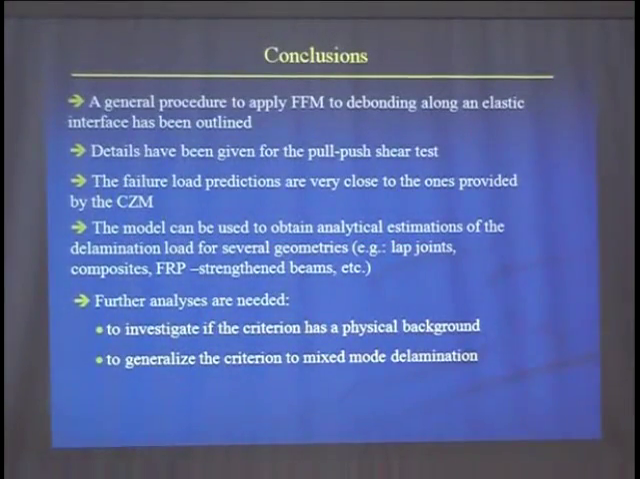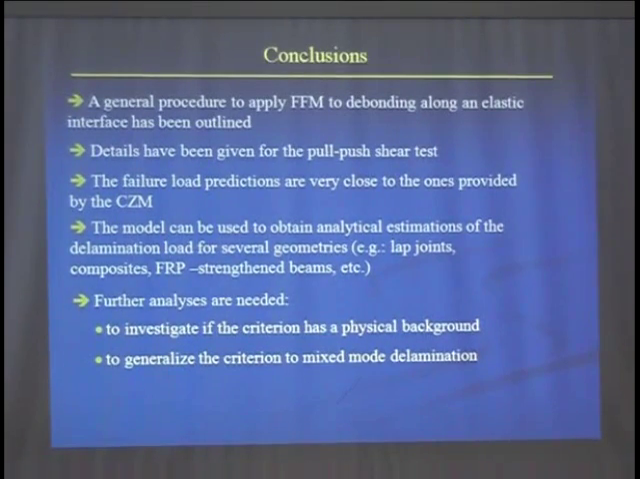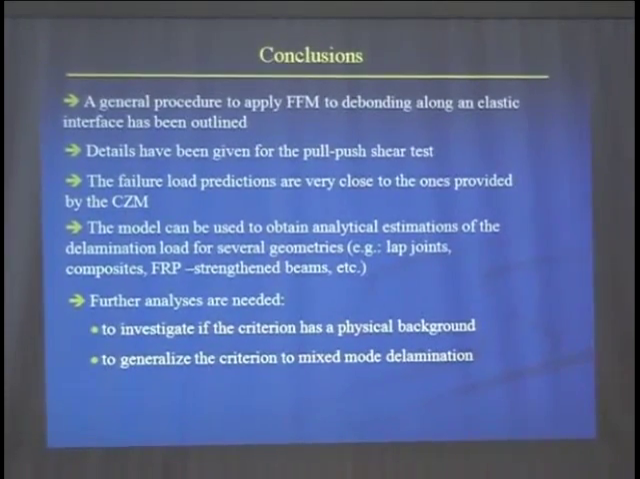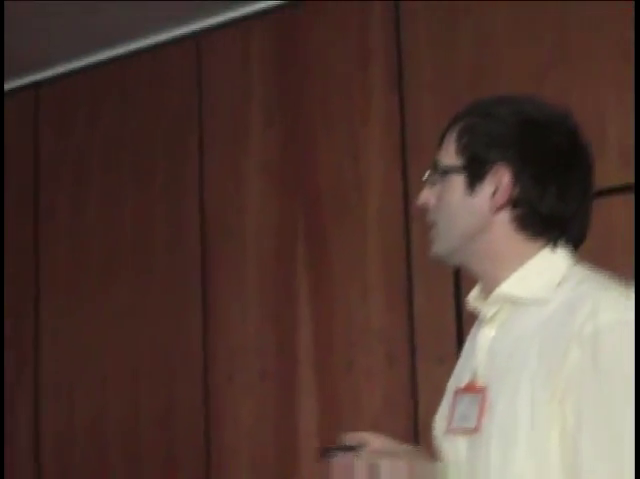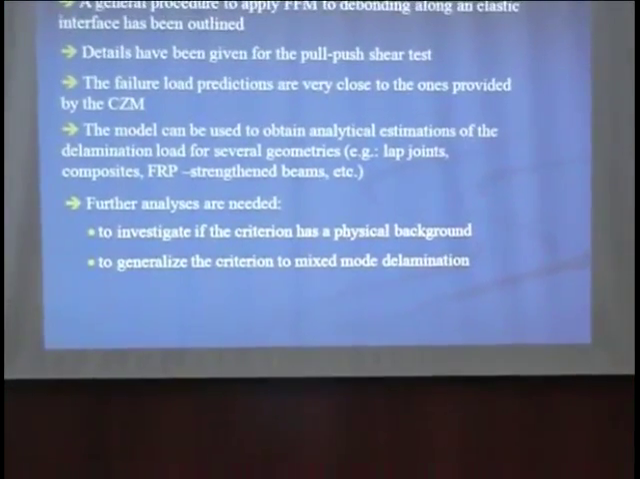So here are some conclusions. I just want to say that the model can be used to obtain analytical estimation of the delamination load for cellular geometries, which is our aim. But further analysis is needed to investigate if the criterion has a physical background, or if we must look at it just as a good way to obtain the critical load in agreement with the cohesive zone model. And the second point is that further analysis is needed to generalize the criterion to mixed mode delamination, since in this presentation I considered only mode 2 and mode 1 separately.